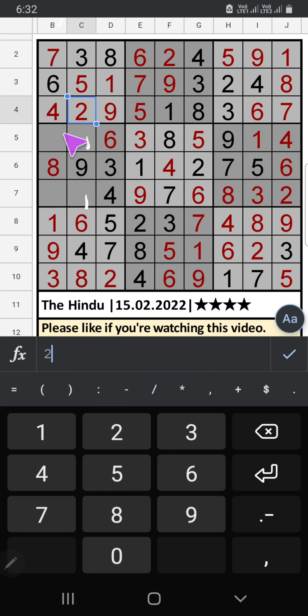Column B, 2 numbers are remaining, 2 and 5. Seventh row we have 2. So 2 can't come in this cell. 2 is confirmed here. Then 5 is here. Column C, 2 numbers are remaining, 1 and 7. Fifth row we have 1. 7 can't come in this cell. 1 is confirmed here. Then 7 is here.